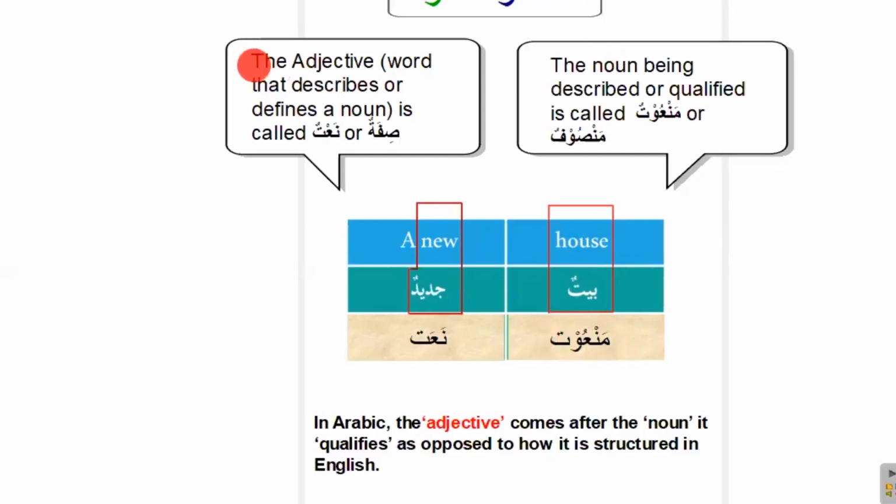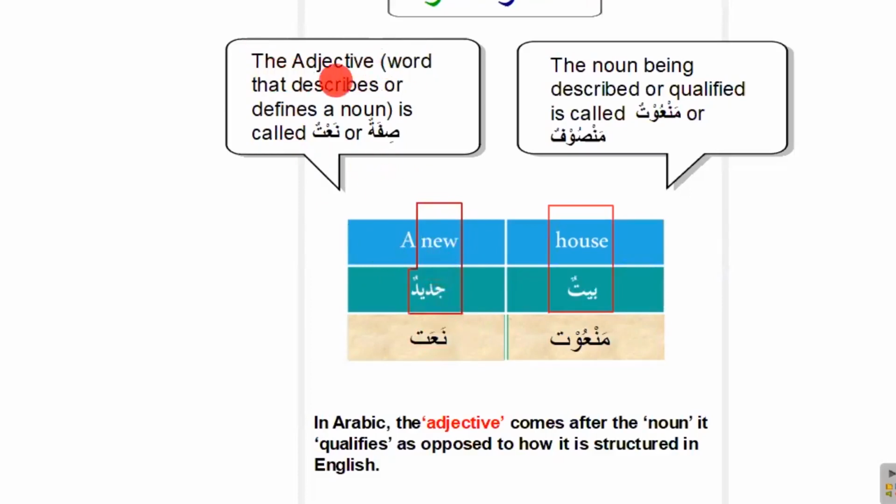So that's simply what it is about. Observe here, the adjective is the na'at. For example, a new house in Arabic will be baytun jadidun. Baytun jadidun, a new house. The baytun is the house, which is the man'ut, the noun described or qualified by the adjective. And jadidun, new, is the na'at, the adjective.